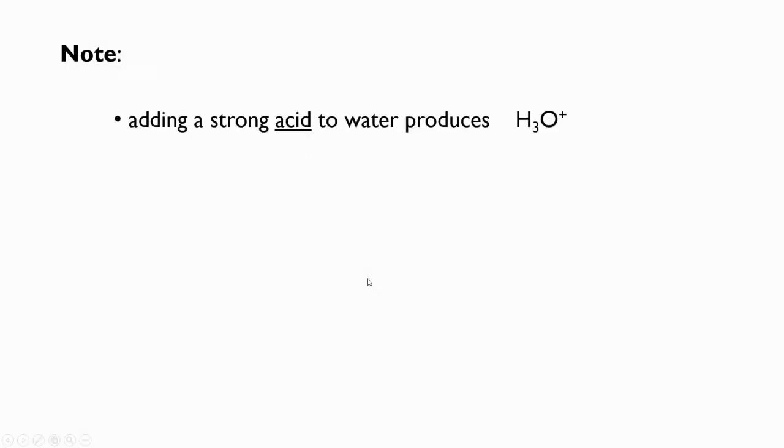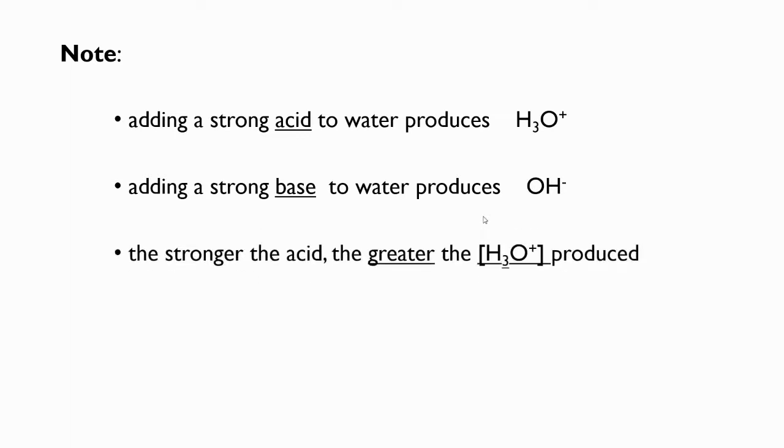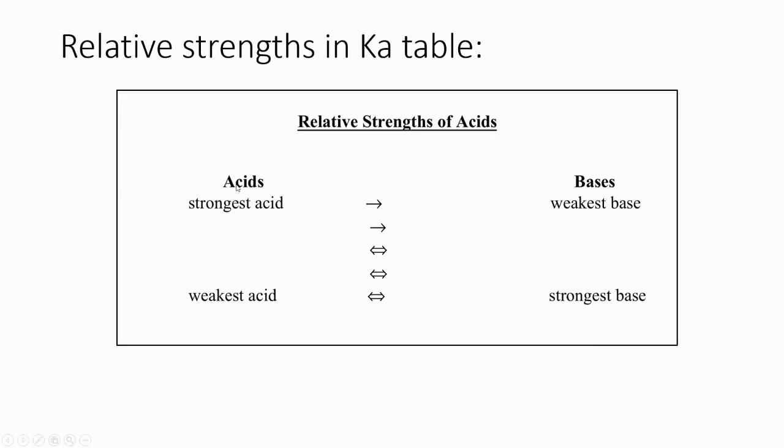Something to note: adding a strong acid to water produces H3O plus, and adding a strong base to water produces OH minus. The stronger the acid, the greater the concentration of H3O plus, and similarly, the stronger the base, the greater the OH minus. Relative strengths on our Ka table: acids on the left go from strongest at the top to weakest, and bases go from weakest to strongest on the right. One-way arrow for our strongs, double arrows for our weaks.